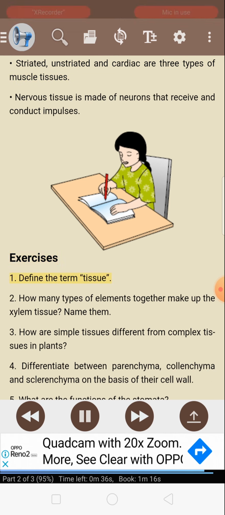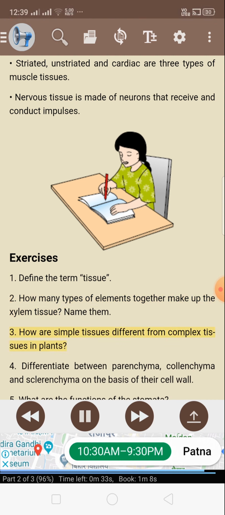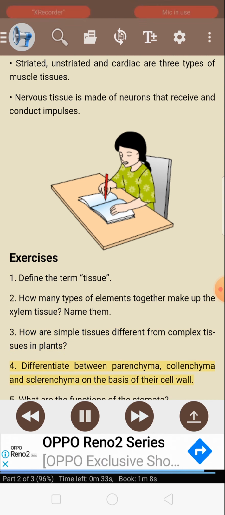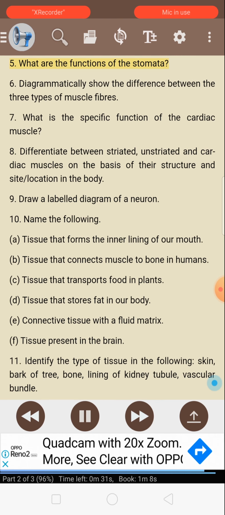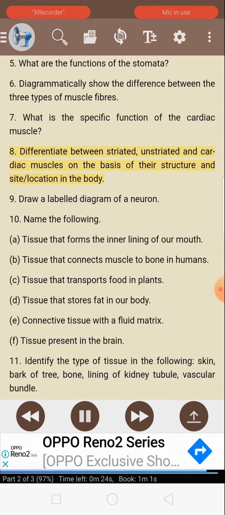Exercises. 1. Define the term tissue. 2. How many types of elements together make up the xylem tissue? Name them. 3. How are simple tissues different from complex tissues in plants? 4. Differentiate between parenchyma, collenchyma, and sclerenchyma on the basis of the cell wall. 5. What are the functions of the stomata? 6. Diagrammatically show the difference between the 3 types of muscle fibers. 7. What is the specific function of the cardiac muscle? 8. Differentiate between striated, unstriated, and cardiac muscles on the basis of the structure and site location in the body. 9. Draw a labeled diagram of a neuron.